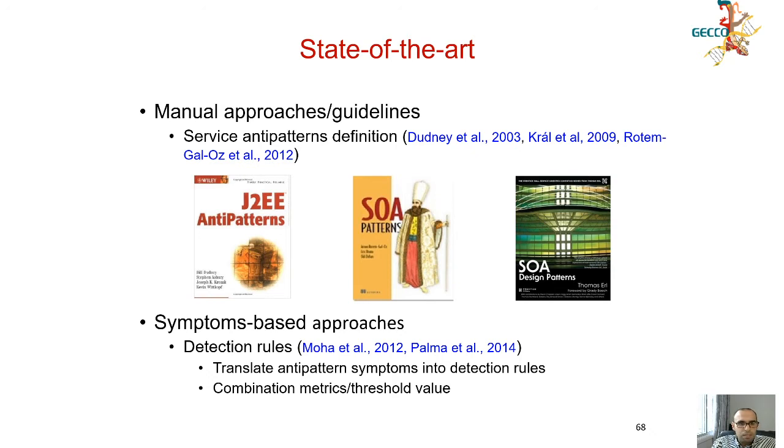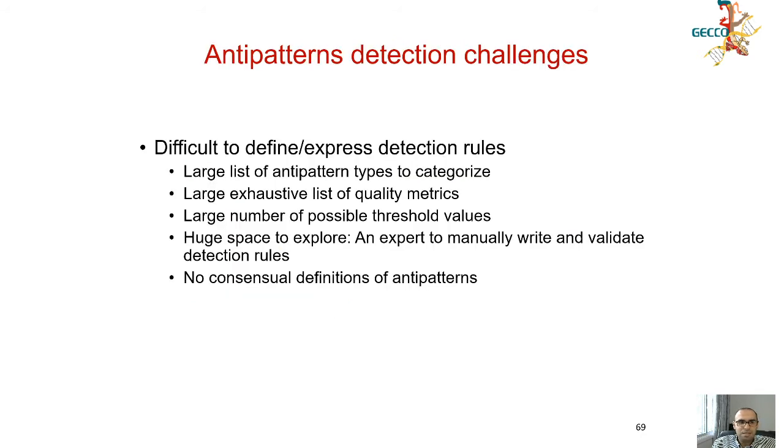There are a few books in the literature that attempted to provide a catalog of web service anti-patterns, and there are a few works that try to identify symptoms to detect this kind of anti-pattern from the WSDL file or the description of these web services, that try to translate anti-pattern symptoms into detection rules by combining metrics and threshold values. However, the existing approaches have several limitations.